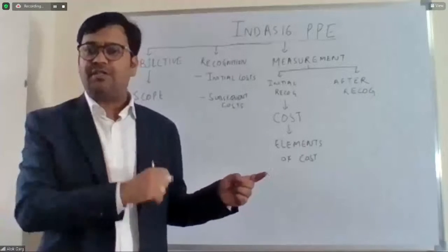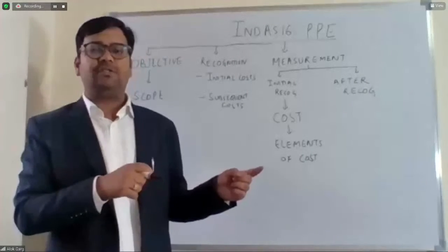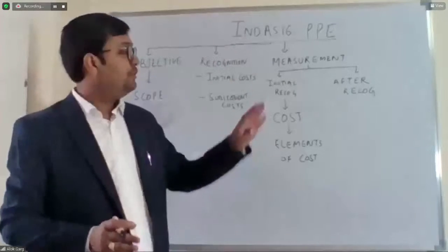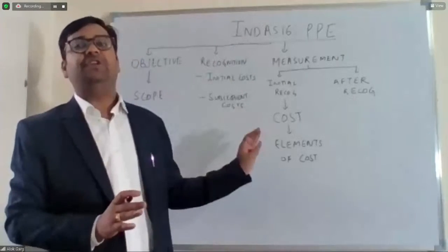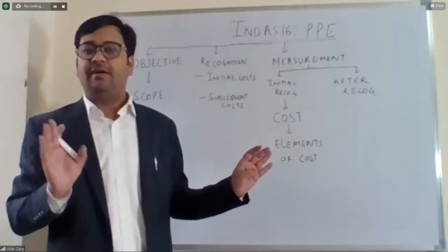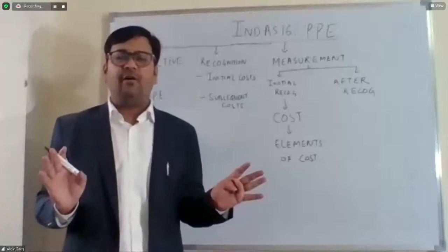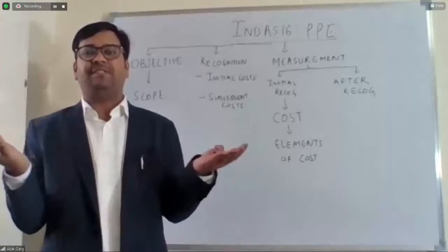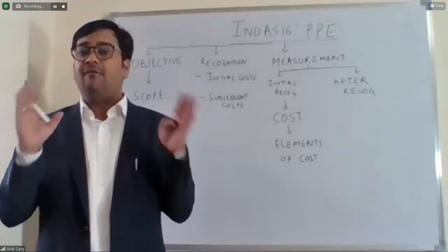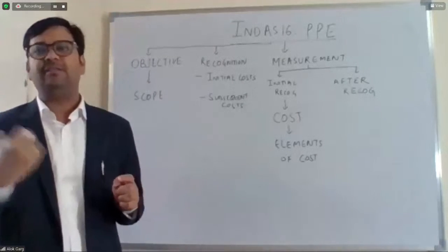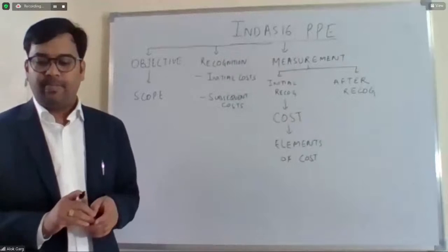Then there will be installation cost. There could be inspection cost. There could be a trial run cost. So what are the costs which are required to be capitalized as a part of the machinery? We will be discussing under this standard. As of now, I am only creating the base of this standard, the fundamentals, so that you will understand what we are going to learn under this particular standard.